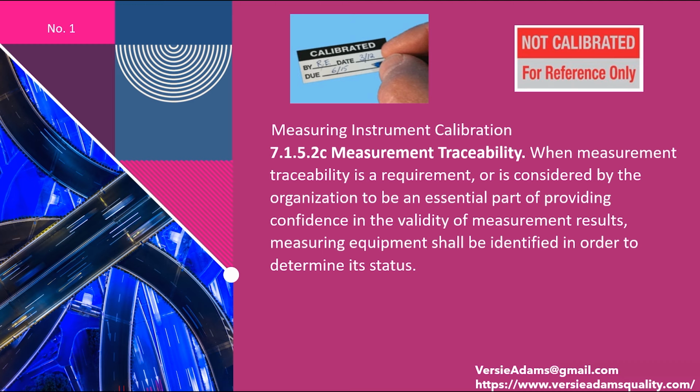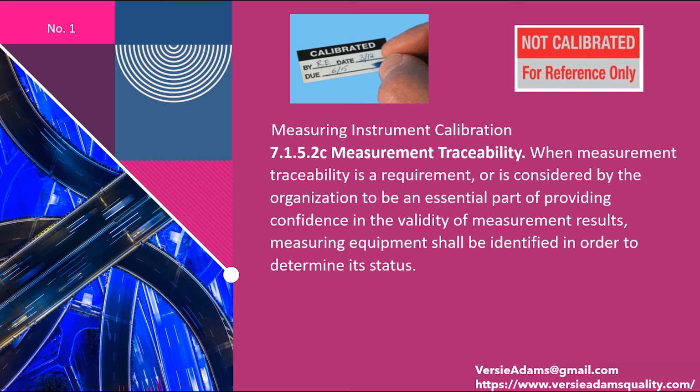To the right, we have a for reference only label. It basically says not calibrated, for reference only. That label will be on a measuring instrument that is not subject to calibration because that instrument is not used to verify product conformance. It's used, like it says, for reference only. Now the label to the left identifies the current status of the instrument.